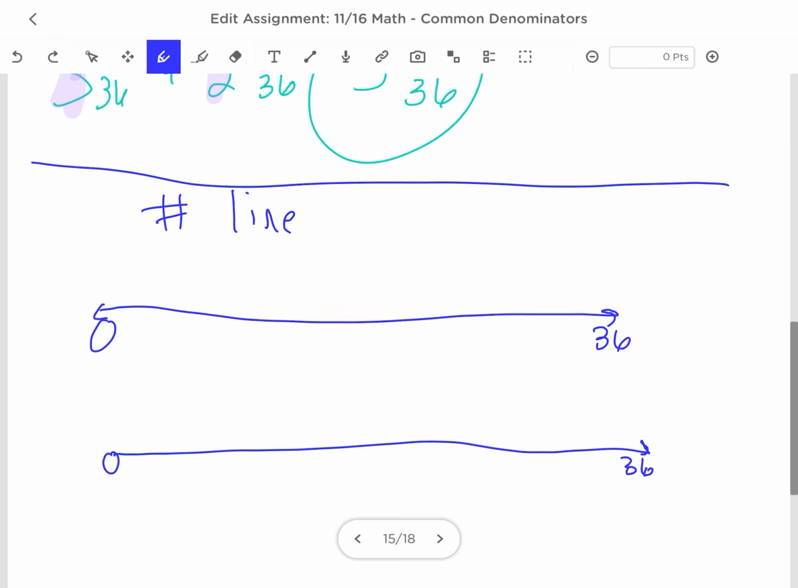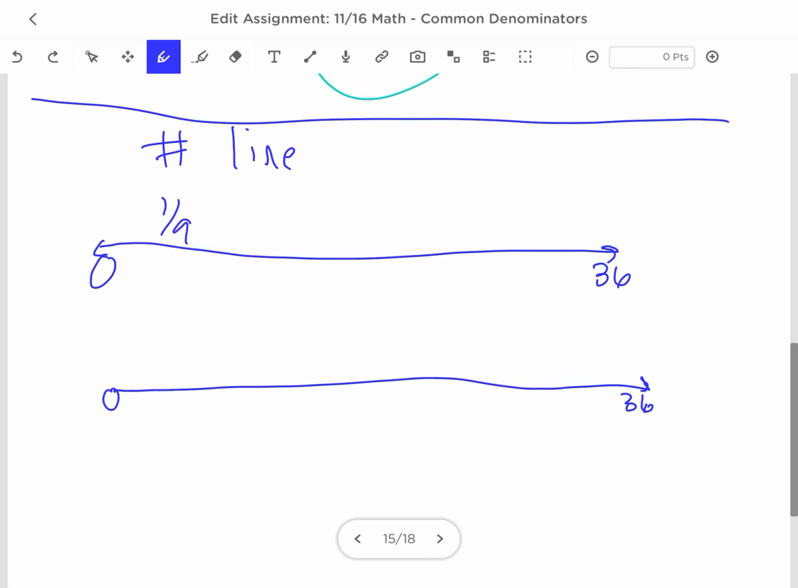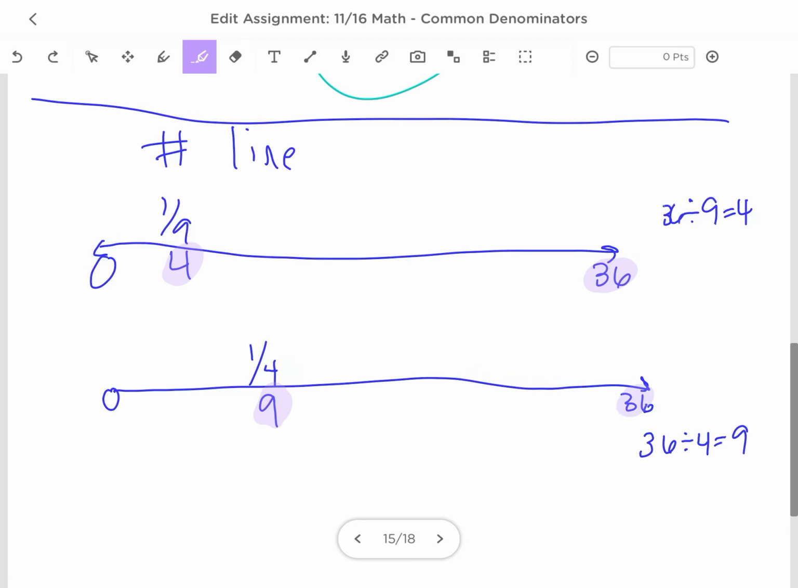All right, so now let's take a look at our fractions. We've got 1/9 and 1/4. So we want to find 1/9 of 36, and we want to find 1/4 of 36. How we would do that is we are going to divide. 36 divided by 9 equals 4. So 1/9 of 36 is going to be 4. And then 1/4 of 36, I would do the same thing. 36 divided by 4, and I'm going to get 9. So 1/4 of 36 equals 9. My new fractions are going to be 4/36 and 9/36.